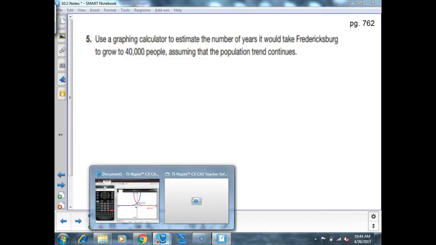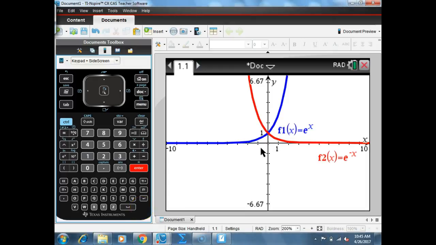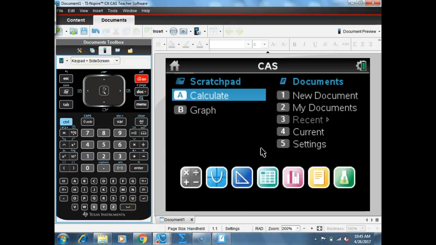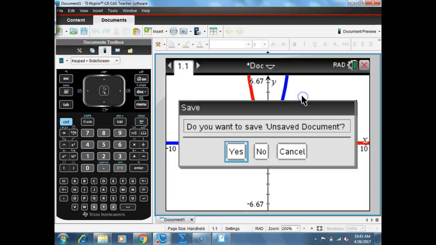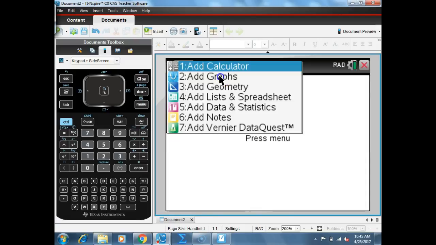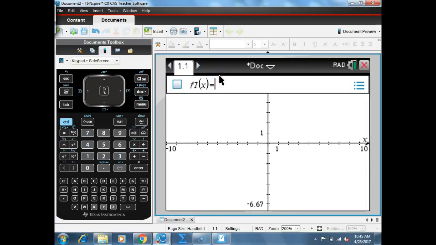Question number 5 says, let's use a graphing calculator. Here is a graphing calculator. Actually, I'm going to go a whole new one because I want to get blue. Use the graphing calculator to estimate the number of years it would take Fredericksburg to grow to 40,000 people, assuming that the population trend continues.